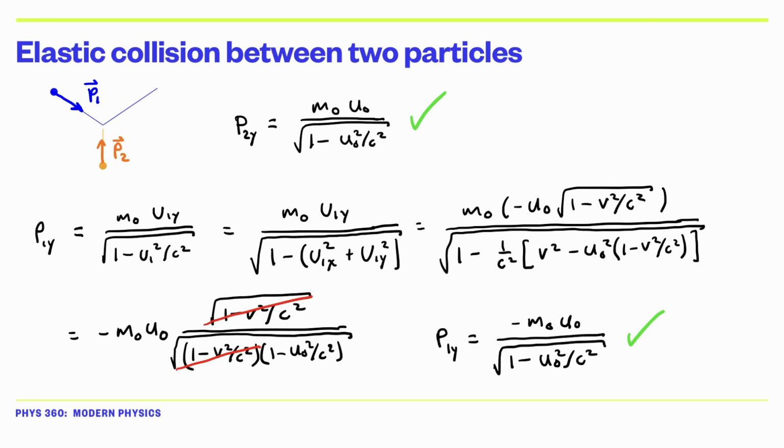So when we add them together, the total momentum of the system is going to be 0, and after they bounce off of each other, the total momentum will stay 0 and momentum will be conserved.